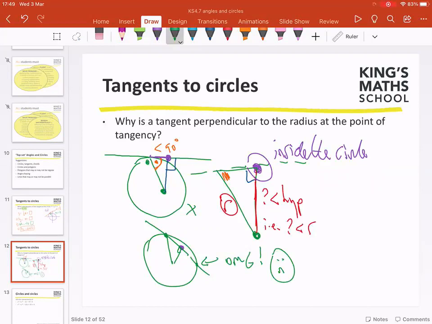So it has to go into the circle. That's okay, it could go into the circle, but then there has to be another crossing point when it comes out of the circle, and that means it's not touching the circle. That means it's not a tangent. I think it's something worth developing. So it is a proof by contradiction.